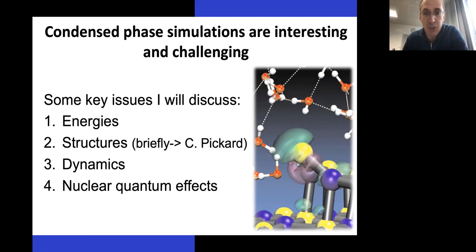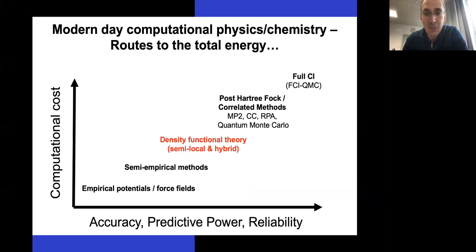The first thing that we want to do generally in any type of materials simulation is get an accurate estimate of the energy. I expect that in this course you will have seen plots like this many times, where I've tried to summarize the techniques that are out there if you want to do an atomistic simulation of a piece of matter. On the x-axis we're plotting the accuracy of the method, or the predictive power or reliability, and on the other axis the relative computational cost.